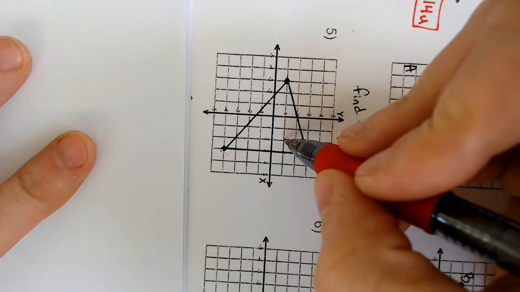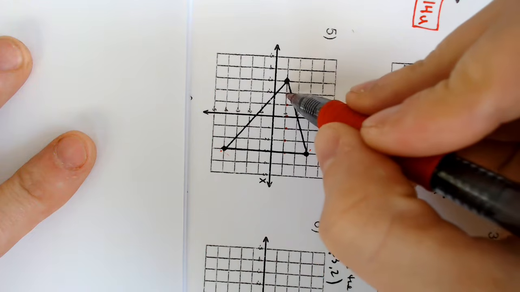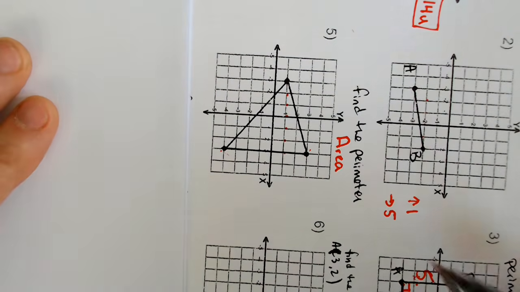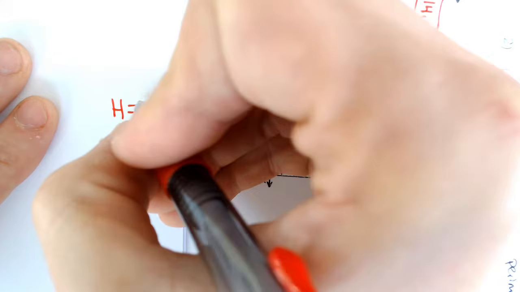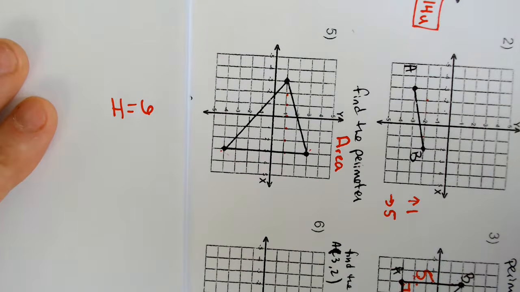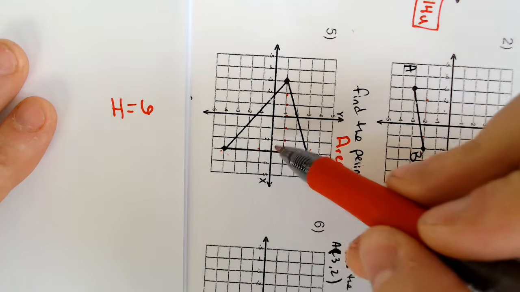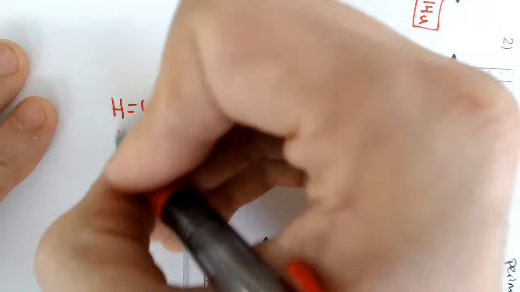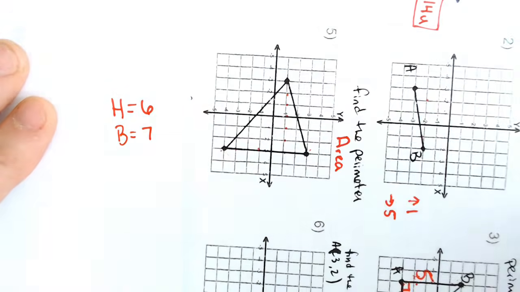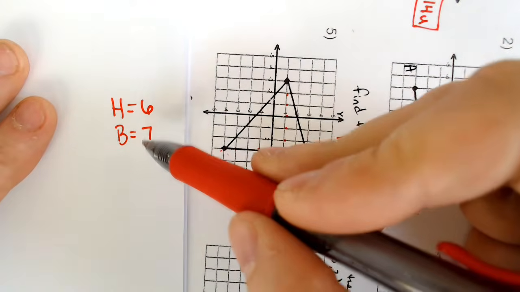In this case, it goes up by 1, 2, 3, 4, 5, 6. So that means that my height is 6. My base is the bottom, which was really kind of the side of the triangle at first, and it is 1, 2, 3, 4, 5, 6, 7. So we have our base and our height.